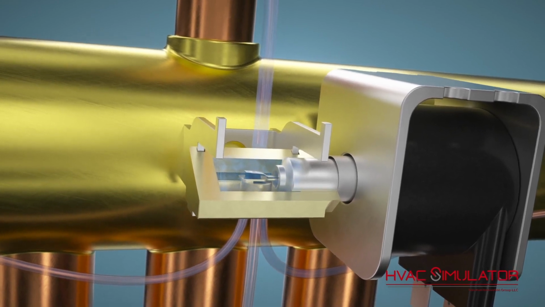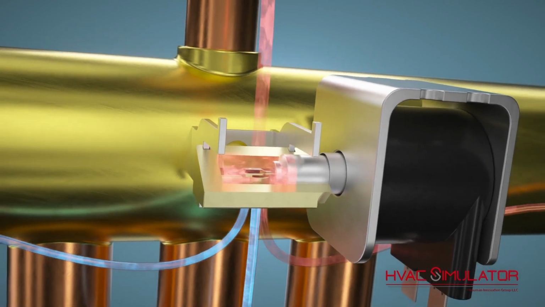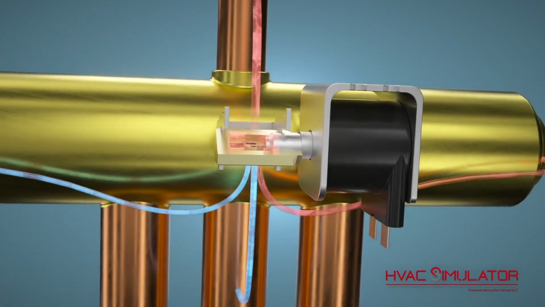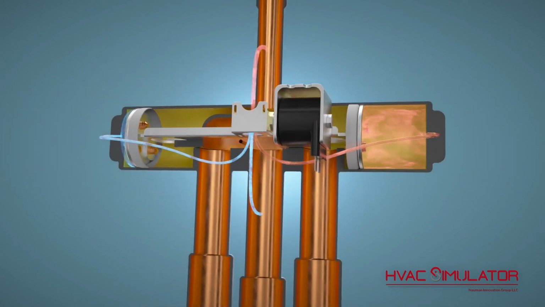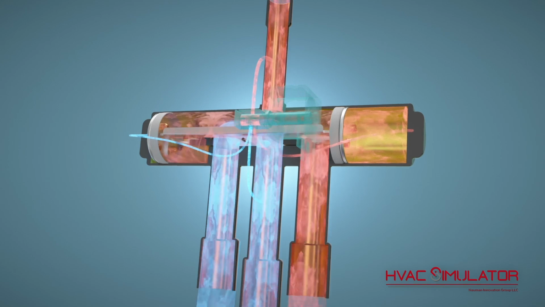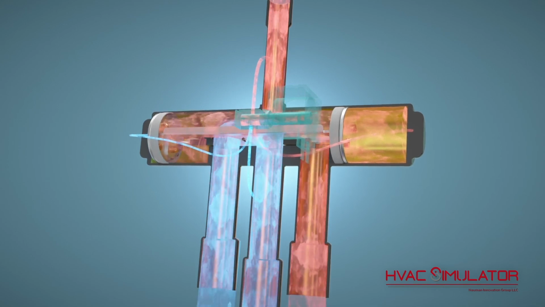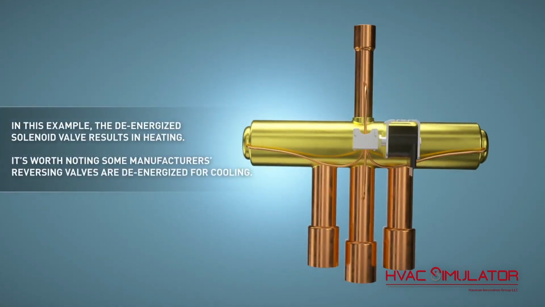The core spring causes the mechanical motion, resulting in the pressures changing on the outer capillary tubes, pressurizing the other side of the valve body, shifting the slider mechanism, depressurizing the other side of the valve body, and sending high temperature superheated vapor to the indoor unit. In this example, the de-energized solenoid valve results in heating.